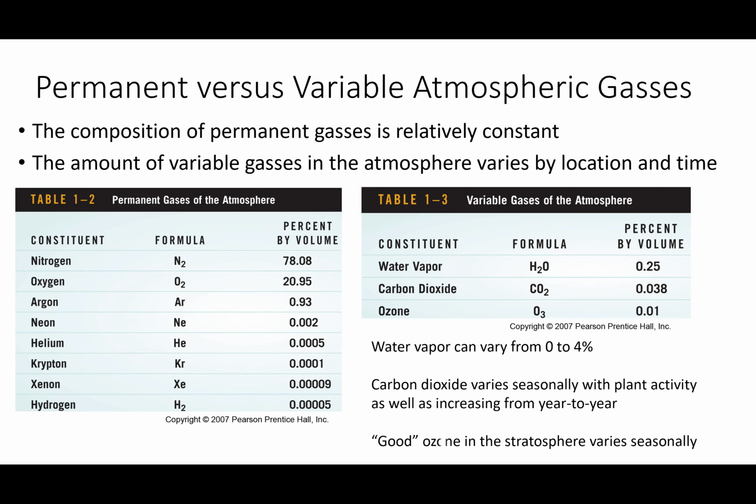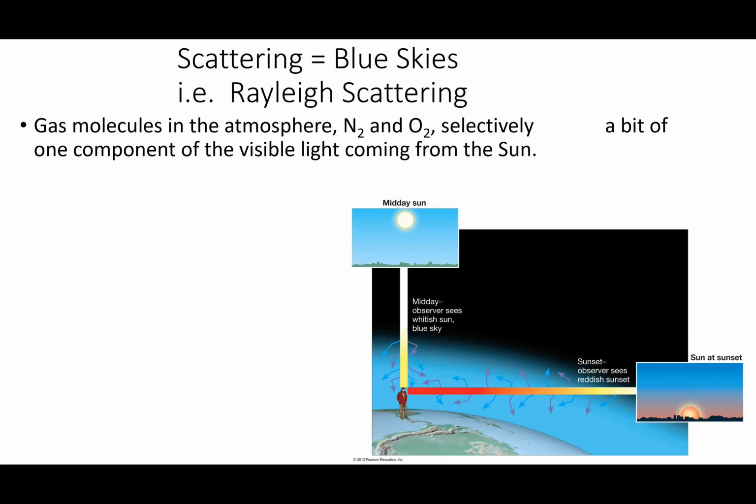And then this last one here is ozone. So we have good ozone and we have bad ozone. I forgot about this. That good ozone in the upper layer that protects us from ultraviolet radiation, actually it's seasonal too. A little bit about that.